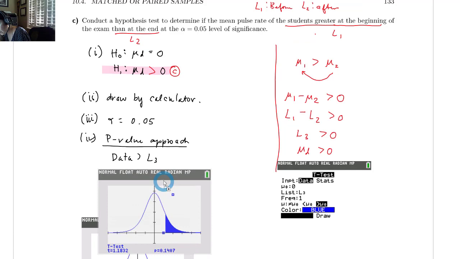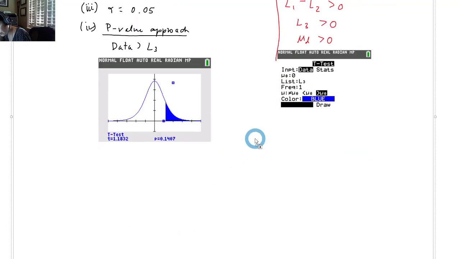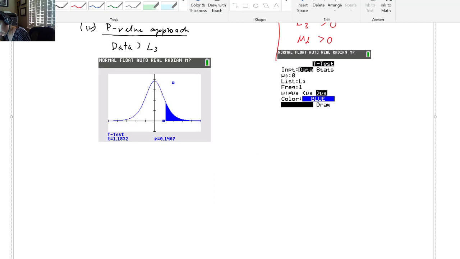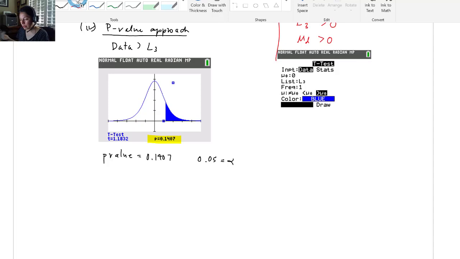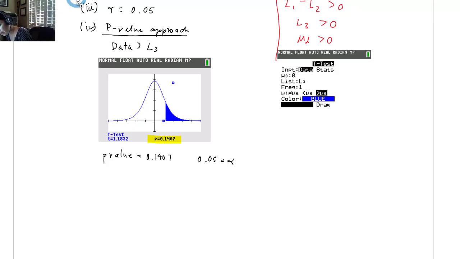So now, what does this mean, right? So here's the p-value, and now we can compare this p-value on the differences, 0.1407, to the alpha, 0.05. Okay, so 0.1407 compared to 0.05, this means that the p-value is larger than alpha. And what does that mean?